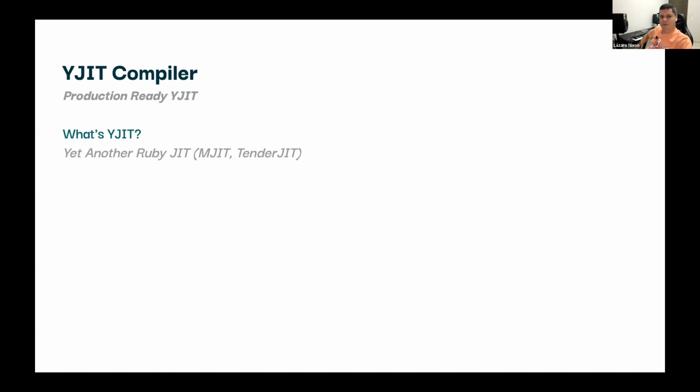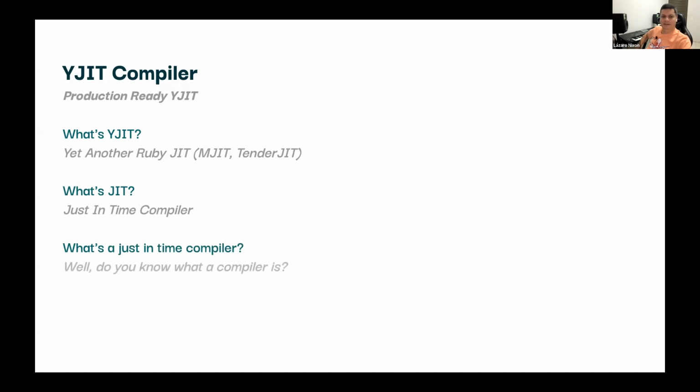So it's an acronym for yet another Ruby JIT, because we have other JIT compilers in Ruby. So we have mJIT, TenderJIT, and others from other people. But what is JIT? So this is the question that I asked myself. So it's an acronym for just-in-time compiler. Okay, but what is a just-in-time compiler? Well, do you know what a compiler is, right?